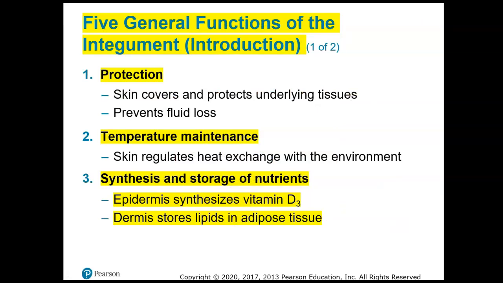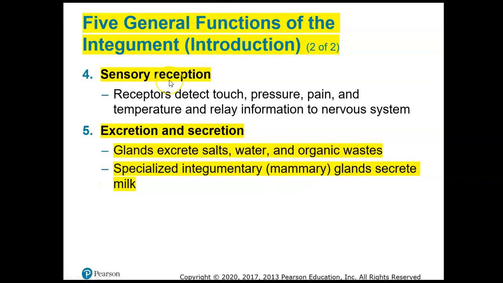Five general functions of the integument. Of course, the skin provides protection, temperature maintenance by sweating to cool the body, synthesis and storage of nutrients, and specifically here we're talking about that the epidermis of the skin synthesizes vitamin D3 when exposed to ultraviolet light, and the dermis stores adipose tissue, so lipids would be the nutrient there. Sensory reception, so there are sensory receptors in the skin, and then excretion and secretion, which I wanted to make sure you understood the difference.